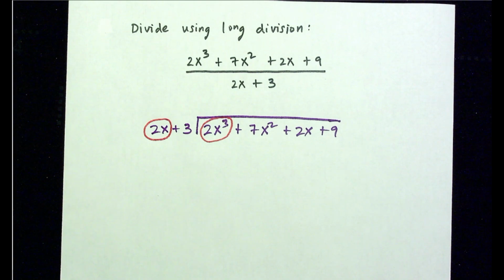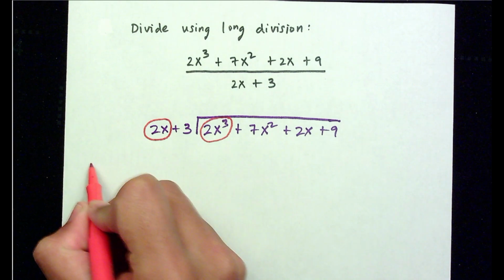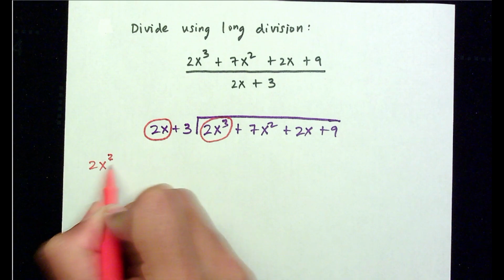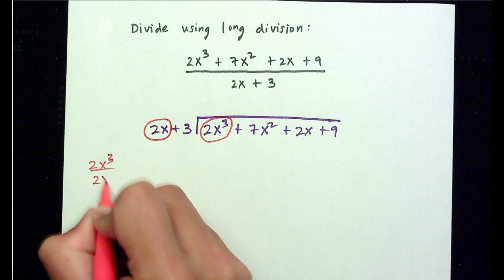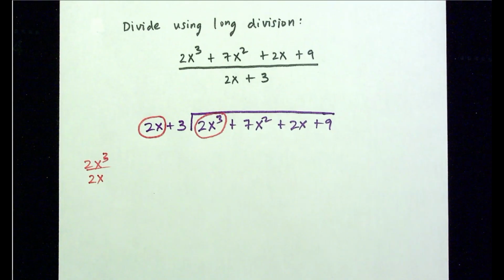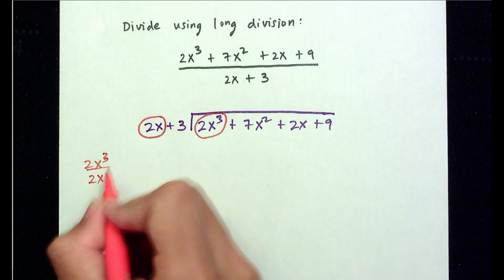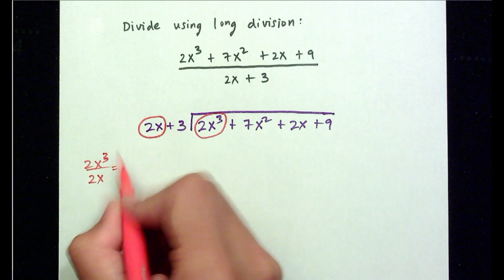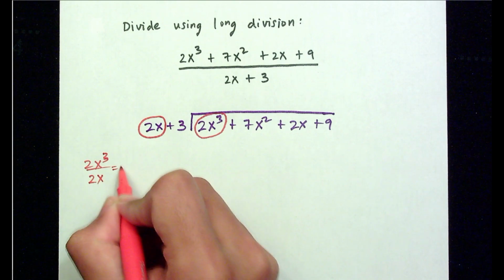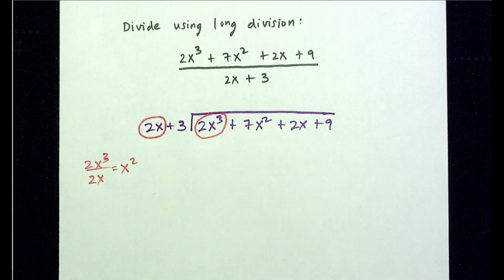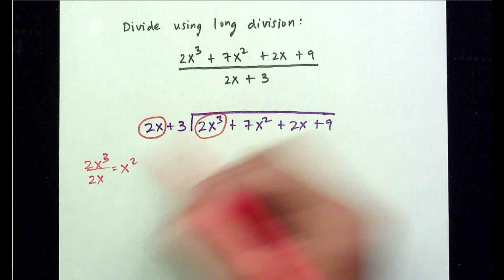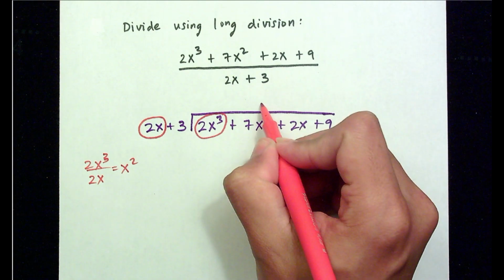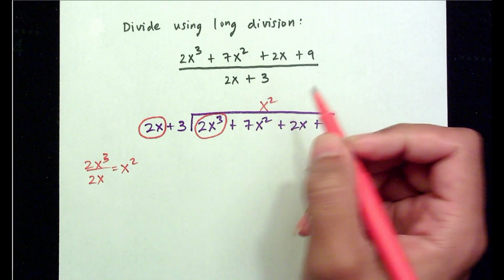And that means we're thinking 2x cubed divided by 2x. You can do this part in your head or in a corner like this. Actually, the 2's cancel, and x cubed over x is x squared. So that is x squared. So now you take that and you put it over the x squared term. So 7x squared.